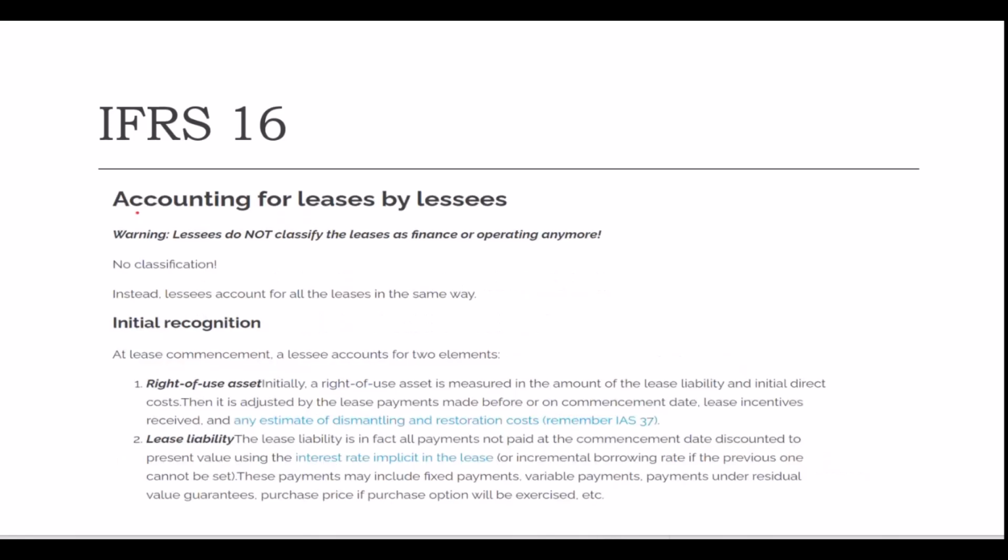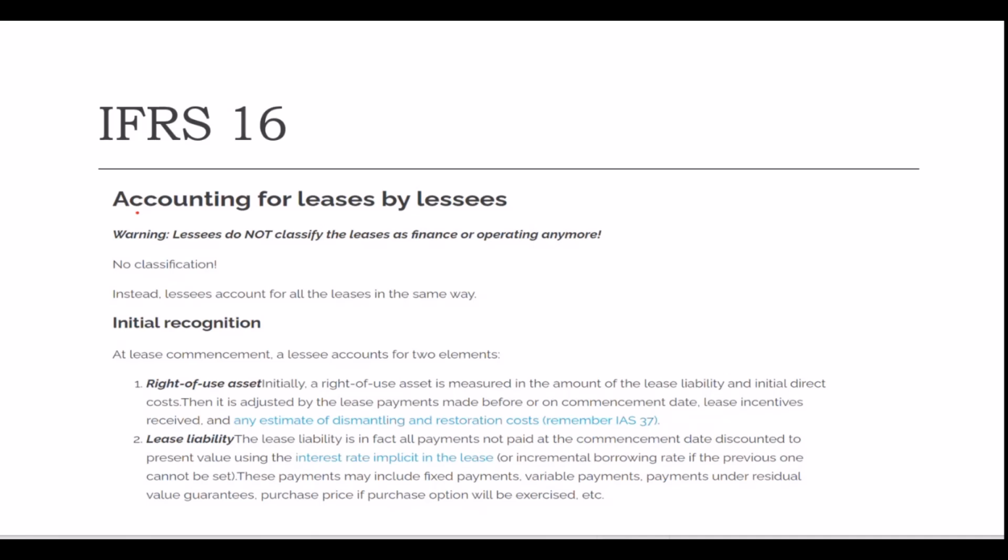All right, accounting for leases by lessees. Lessees do not classify the lease as finance or operating. So right now in this new standard, the old standard, IAS 17, has fallen away. We no longer use the old standard again. It's the new standard, which is called IFRS 16. That is the main standard for leases. So every lease question that you get going forward from now on is from IFRS 16.